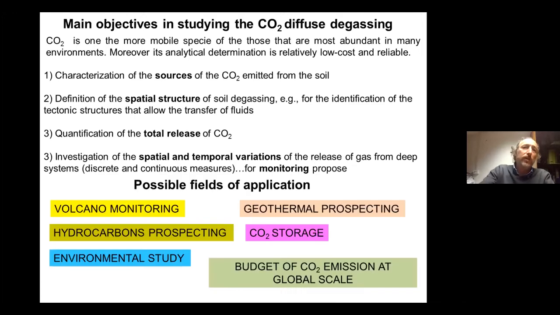The fields of application are many. We can use this approach for volcano monitoring, for geothermal prospecting, for hydrocarbon prospecting, and for environmental studies. There is another field of application that now is quite developing, or advanced, that is studying the possibility for carbon dioxide storage and sequestration, but also more general fields of research, for example, the budget of carbon dioxide emission at global scale.